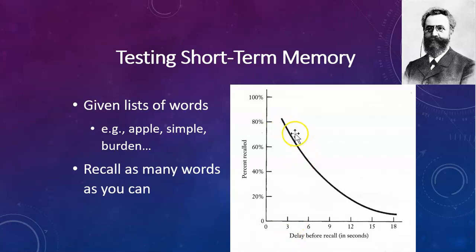And then the more time that passes, the fewer words you're going to be able to recall, until eventually, at about 18 to 20 seconds, you're not going to be able to recall any of them. And so this is where we get that limited duration of about 20 seconds. Now, of course, again, this is without using any sort of control process.